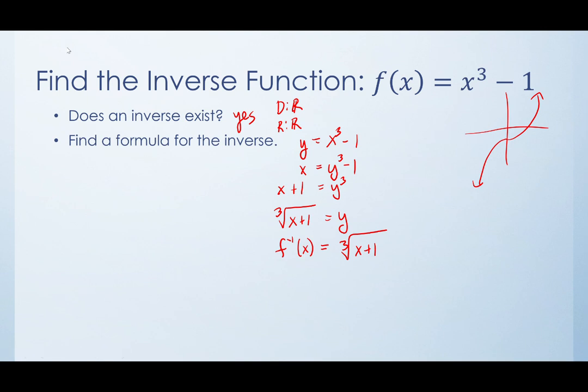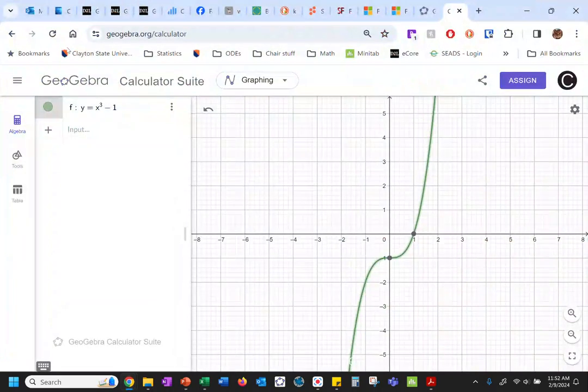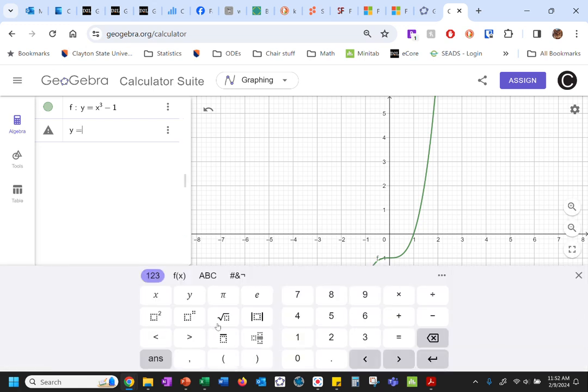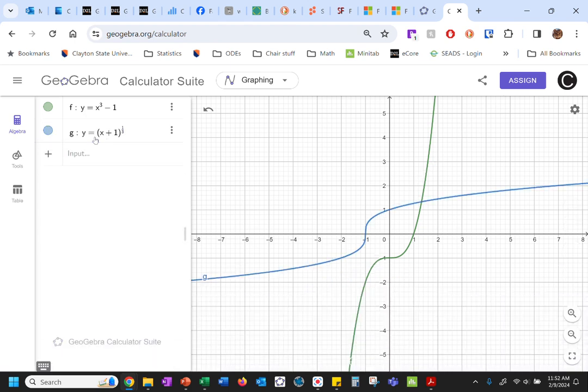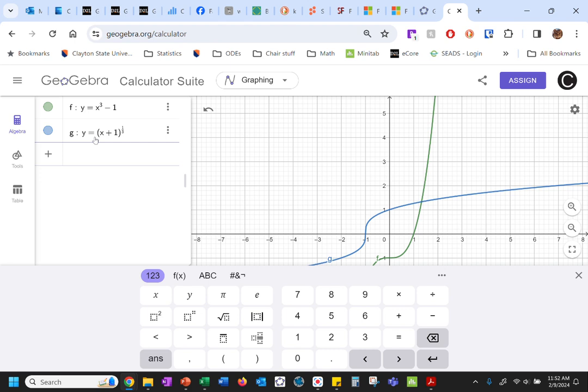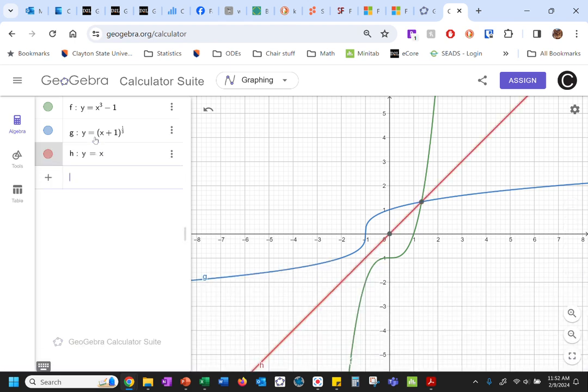I'm going to go ahead and pull up GeoGebra here, and we're going to graph that same function. I can't remember what cube root is, so we'll just say to the 1/3 power. So we had x plus 1 to the 1/3 power. There we go. And you can see, yes, these are absolutely reflections across the 45-degree line.